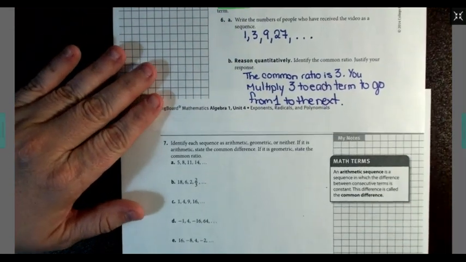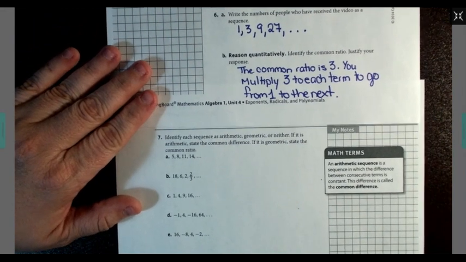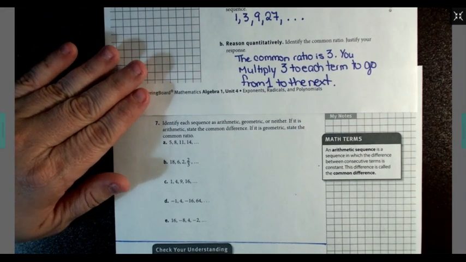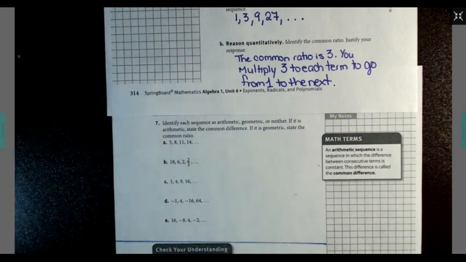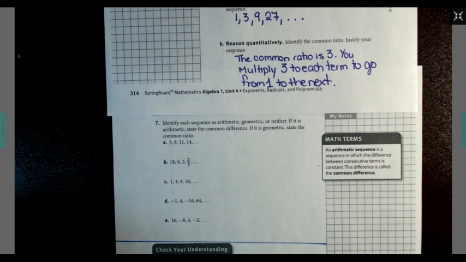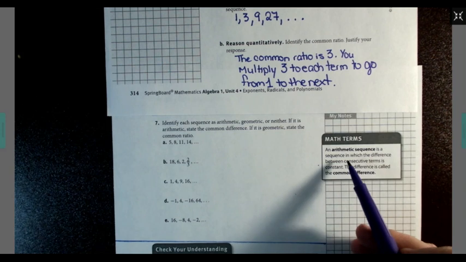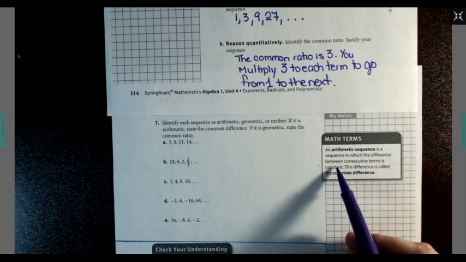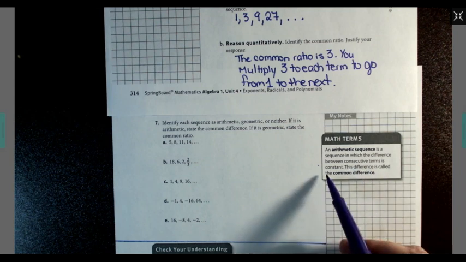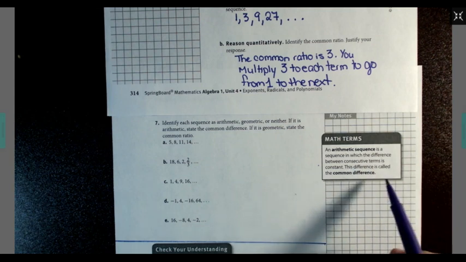All right. 7. Identify each sequence as arithmetic, geometric, or neither. If it's arithmetic, state the common difference. If it's geometric, state the common ratio. All right. It says off to the side, an arithmetic sequence is a sequence in which the difference between consecutive terms is constant. The difference is called the common difference.